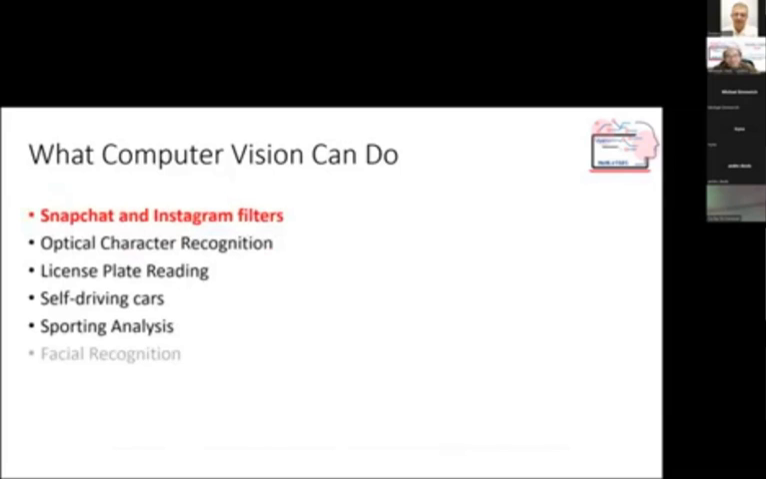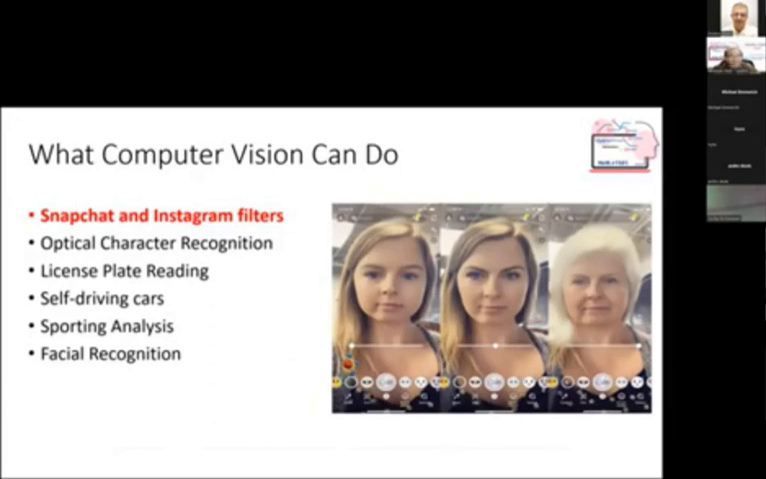You may be familiar with all these snapshots of Instagram filters. That is a form of computer vision because they are actually using your input image and then running a model over it to transform the image. You can see the different ages of the person. We can change it using computer vision.